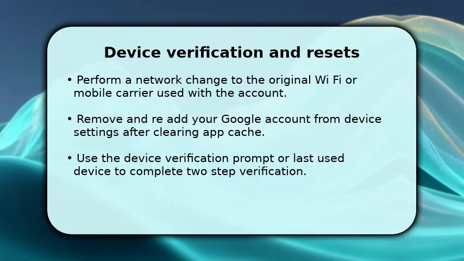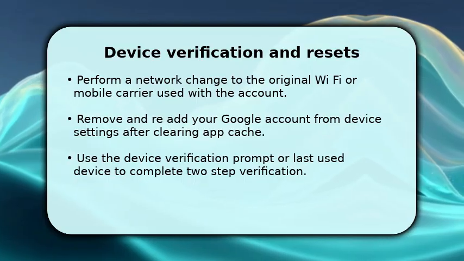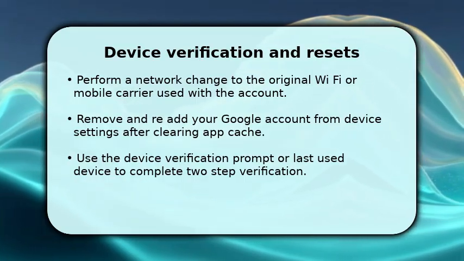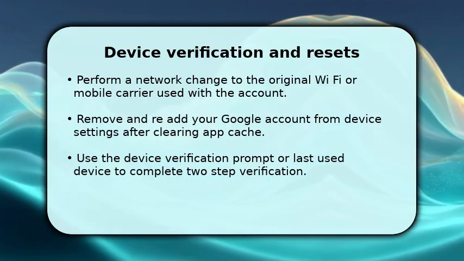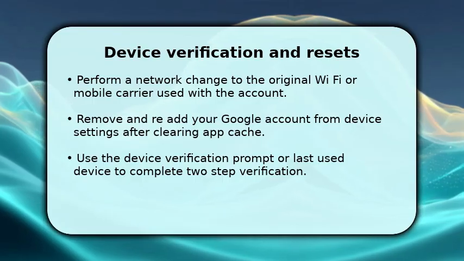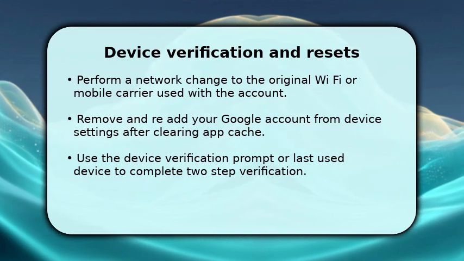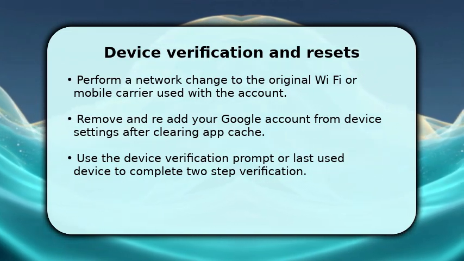Remove and re-add your Google account from the device settings after clearing that cache and rebooting the device. Use the device verification prompt or the last used device to complete two-step verification when prompted by Google. If factory reset protection blocks access, sign in with the originally synced account credentials.